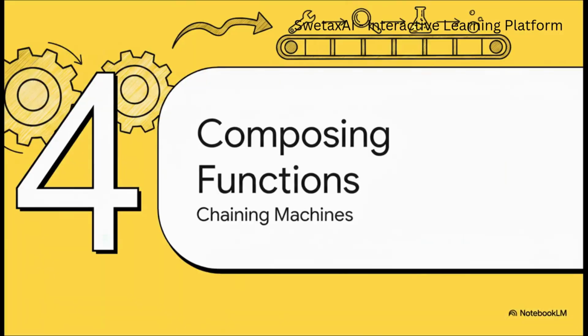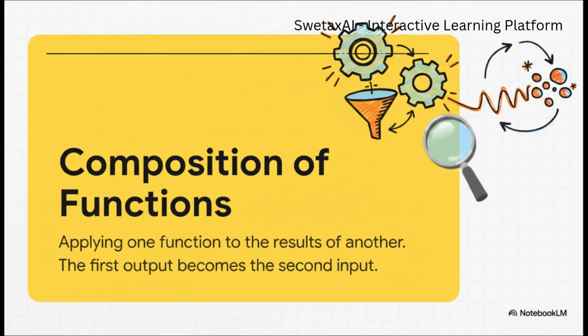All right, now for a really cool idea. What happens when you start linking functions together? This is what we call composition, and it's basically like creating a little assembly line, where the output of one machine becomes the input for the very next one. So, the most important thing to get here is that you're not just running one process. You're taking the result from your first function, and you're immediately plugging it into a second function as its brand new input. It's like a chain reaction.